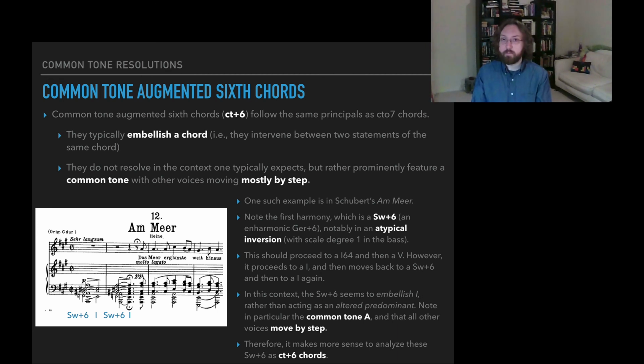And we shouldn't miss the fact that we have A's in the outer voices that are kept as prominent common tones. And we also shouldn't miss that everything else is moving by step. The F moves down to an E, the B sharp up to a C sharp, the D sharp up to an E. So, because of this, the fact that we have a prominent common tone, the fact that everything else moves by step, and the fact that these chords are not resolving the way that we expect them to, suggests that rather than counting these as Swiss augmented sixths, we should instead count them as common tone augmented sixths instead.